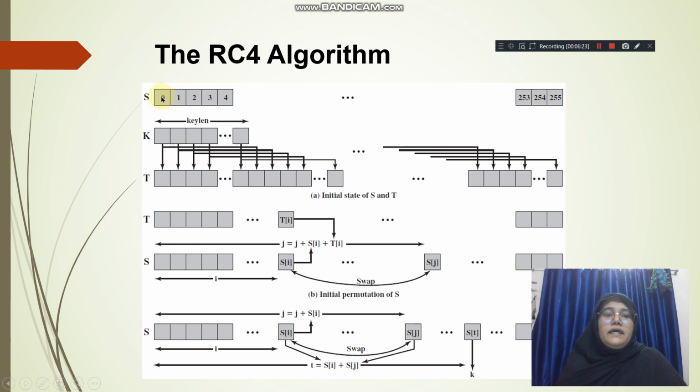This is the diagram of this whole process. You can see the S line, 0 to 255 values, and the K line. Then you can see the T that will be produced from S and K. This stage is the initial state of S and T, and then T[i] will be used for producing j, and the next line is S that will produce S[i], S[j], then they will be swapped, and this process is the initial permutation of S.